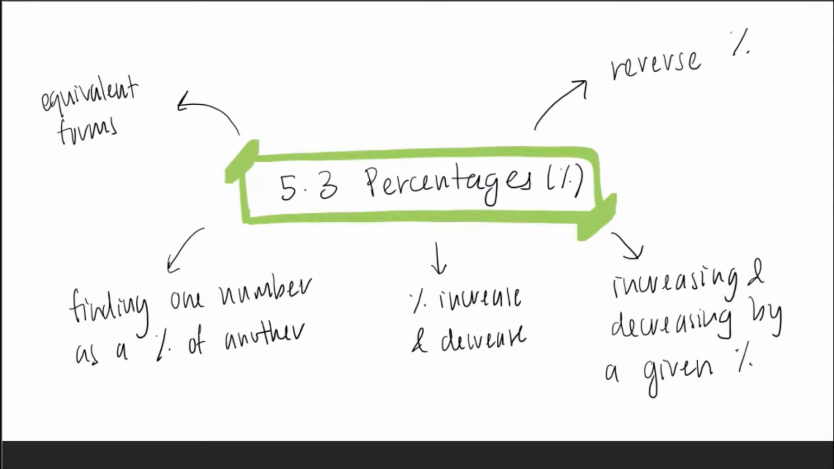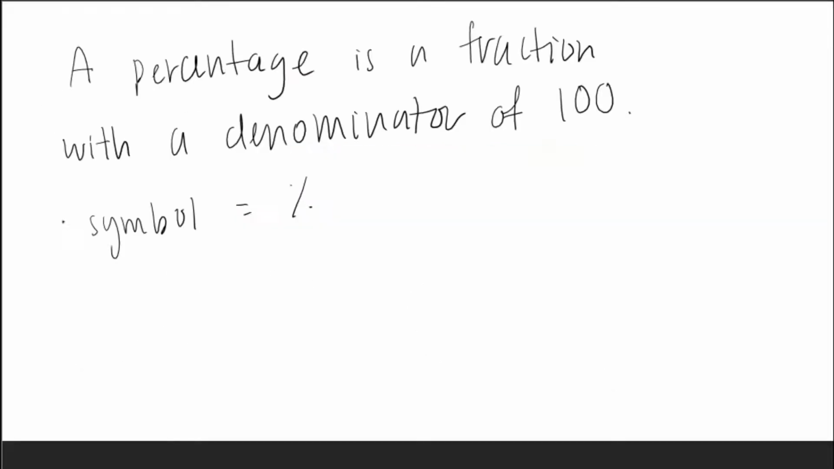Next subtopic, percentages. There are 5 sections of this subtopic. Equivalent forms, finding one number as a percentage of another number, percentage increase and decrease, increasing and decreasing by a given percentage. Lastly, reverse percentage. A percentage with the given symbol is a fraction with a denominator of 100.